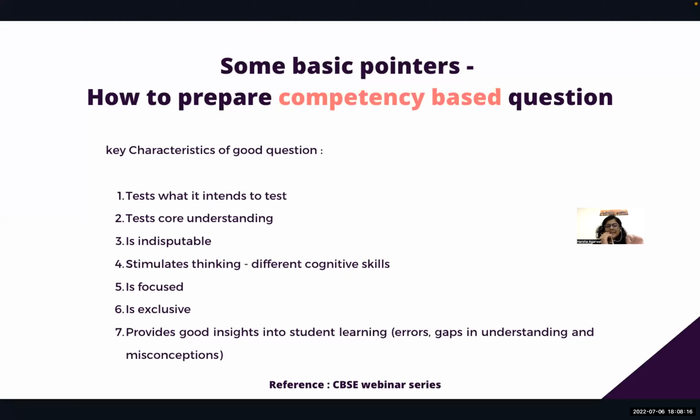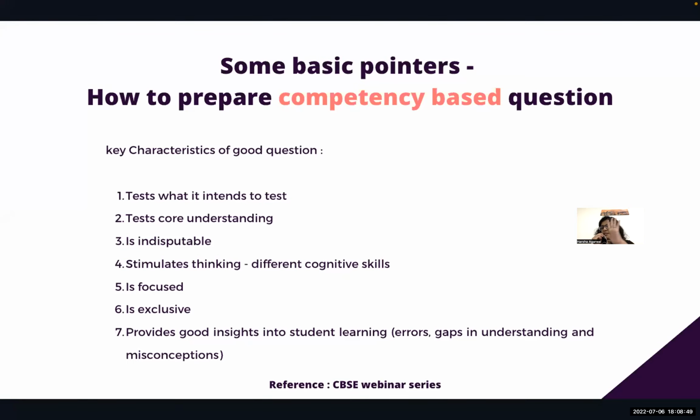Now, point two: test core understanding. Obviously, whenever I am giving a question to my student, as a teacher, my first agenda should be: are my students understanding the concept? How do I formulate the question to understand whether the student is clear with the concept or not? How much have the students understood? The best way to actually analyze the core understanding of students is to give case based questions. Case based questions is something which we are going to discuss today under competency based questions.